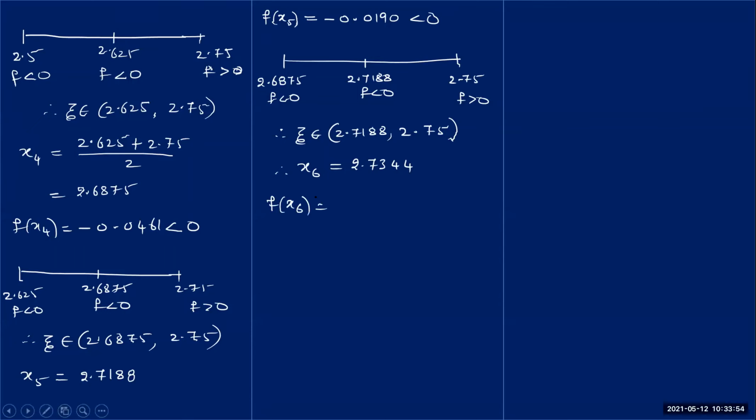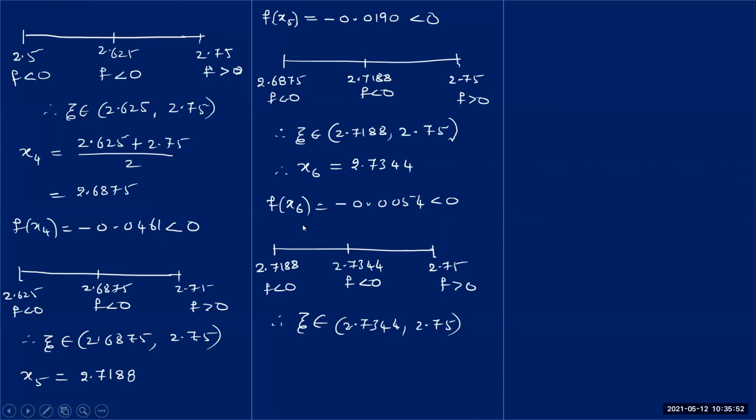Function value at x6, 2.7344. I'm getting it like this, minus 0.0054, which is anyway negative. Since it is negative, when I got the function value as negative at x6, I've taken this diagram. So when I compare these values again, the next interval is 2.7344 and 2.75.